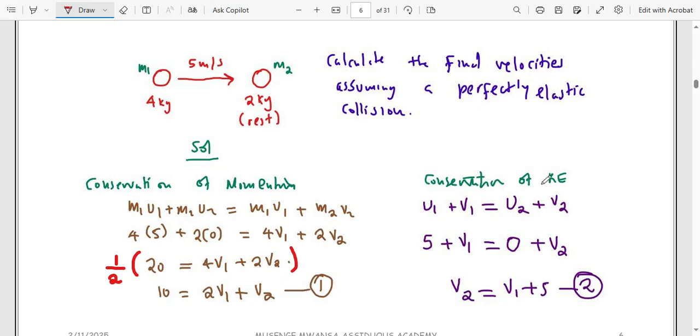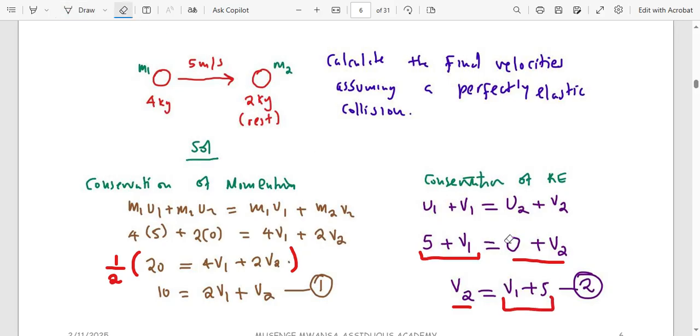And then from conservation of kinetic energy, we know that u1 plus v1 is equal to u2 plus v2. The initial velocity for the first ball is 5, but we don't know its final velocity, that will be v1. The initial velocity for the second ball, it was at rest, that is 0. We don't know its final velocity, that is v2. So on this side we just have v2, and on the other side we have 5 plus v1. That is going to be our second equation.